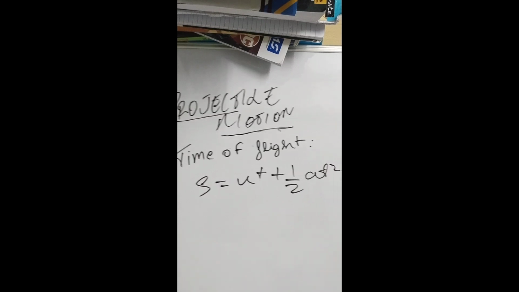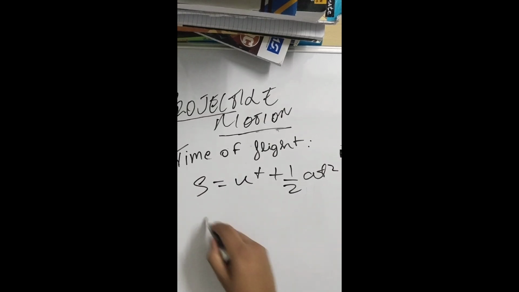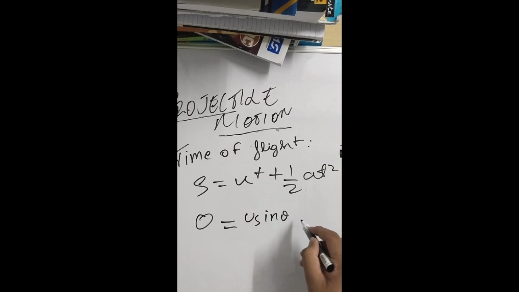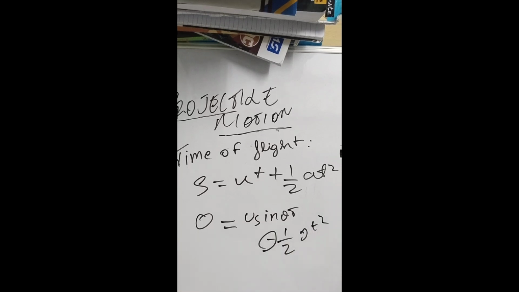Now if we combine this with the previous thing, we get 0 is equal to u sine theta t minus half gt square. Now why exactly is it minus half gt square? Because by general sign convention, upward is positive and downward is negative. Since gravity acts downwards, usually at least, we put a negative sign.